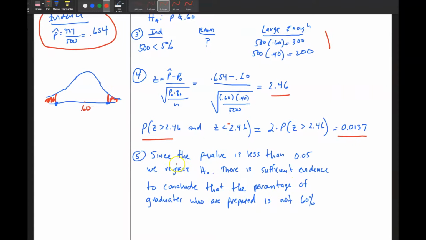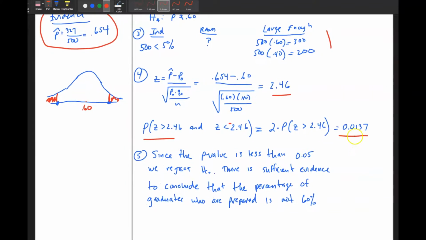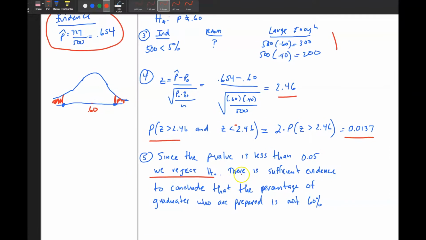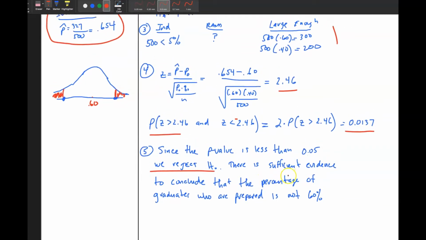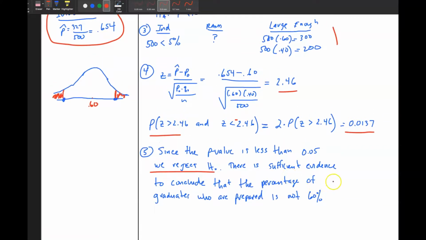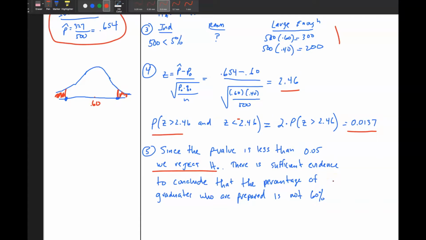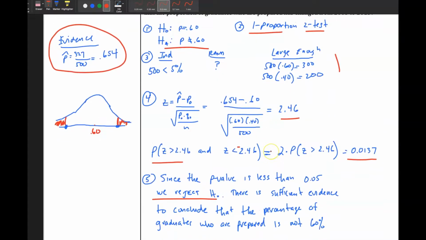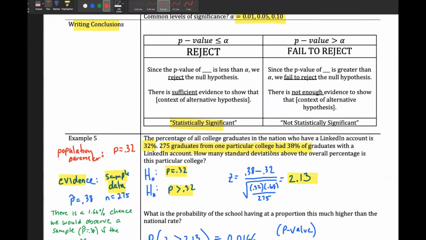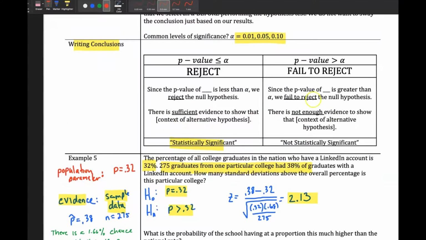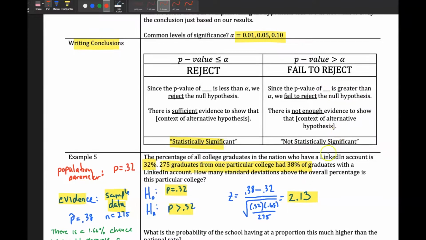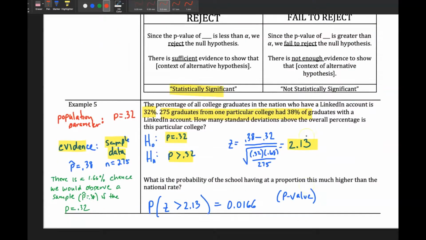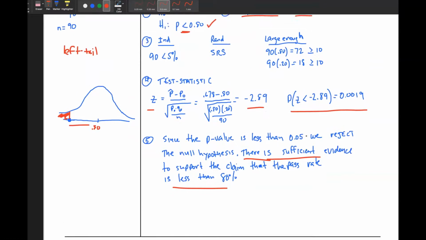And since the p-value is less than alpha, this is a 1.3% chance, this is 5%, we reject the null hypothesis. And so we say there is sufficient evidence to conclude that the percentage of graduates who are prepared is not 60%. Remember, we're going to use the statement in here. Since we're rejecting it, we go back to this here. We're using this one. So if we ever fail to reject, which we'll see more examples, we will say there's not enough evidence to support that alternative hypothesis.